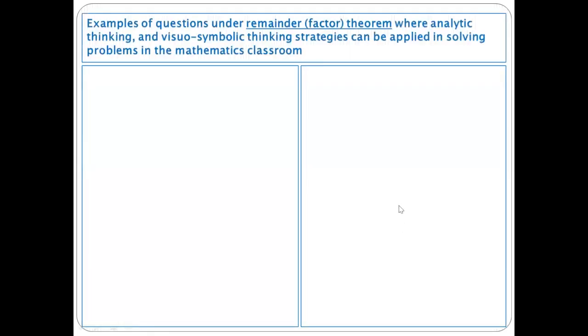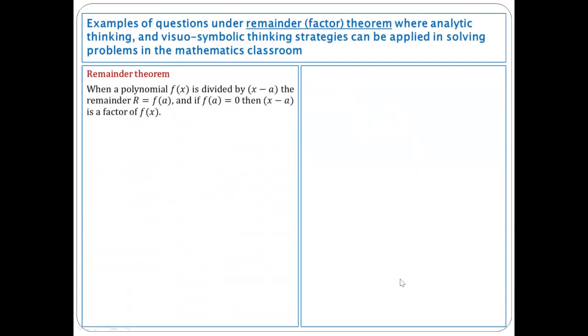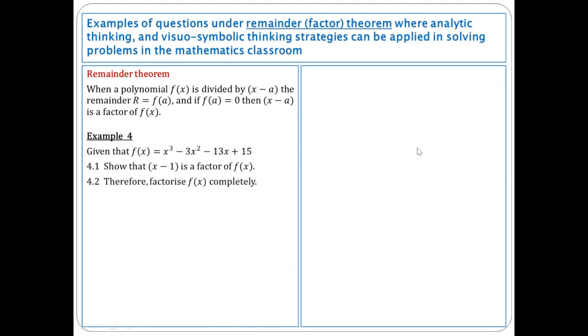We're going to begin our presentation by discussing examples of questions under remainder theorem, where analytic thinking and visual symbolic thinking strategies can be applied in solving problems in the mathematics classroom. Before we look at the examples, let us discuss briefly what is the remainder theorem. It states that when a polynomial f of x is divided by x minus a, the remainder r is equal to f of a. And if f of a is equal to 0, then x minus a is a factor of f of x. Let us look at an example.